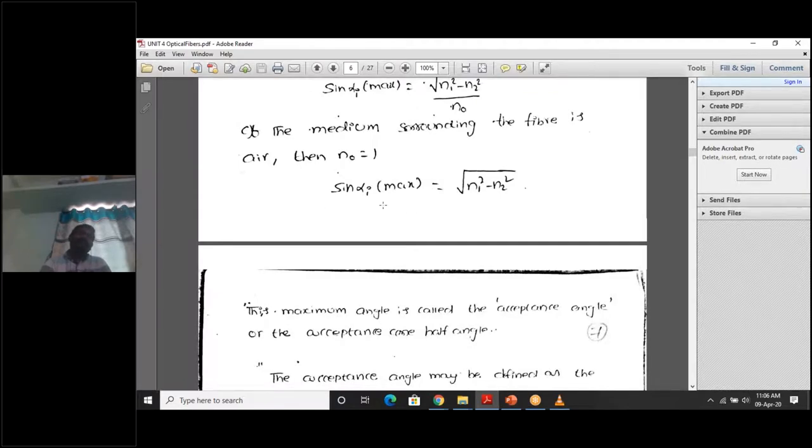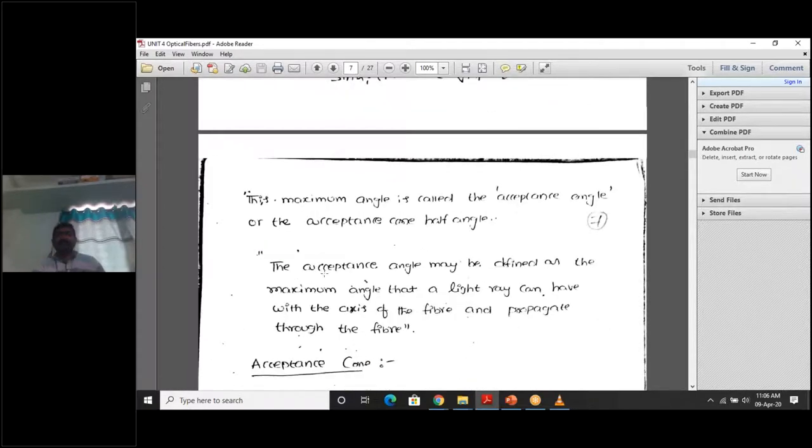This is called what angle? Acceptance angle. So what is the exact definition of the acceptance angle? However, the derivation for the acceptance angle is over. Now the definition. The acceptance angle may be defined as the maximum angle that a light ray can have with the axis of the fiber and propagate through the fiber.